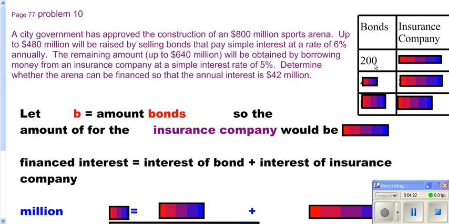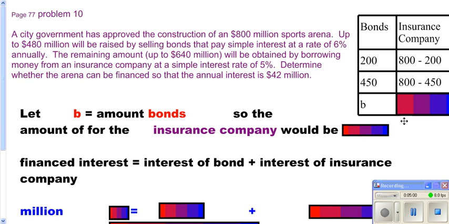If we had 200 in bonds, and you're getting 800 million, we're just going to eliminate the million part and look at the 800. What you would get from your insurance company would have to be 600, which comes from your 800 minus your 200. If you had 450, you would have 350, but how do you get that 350? It's your 800 minus your 450. So if you have B for your bonds, how do you get your insurance company? Same pattern, just 800 minus what you had for your bonds.